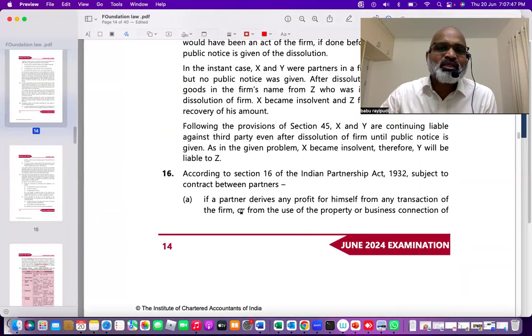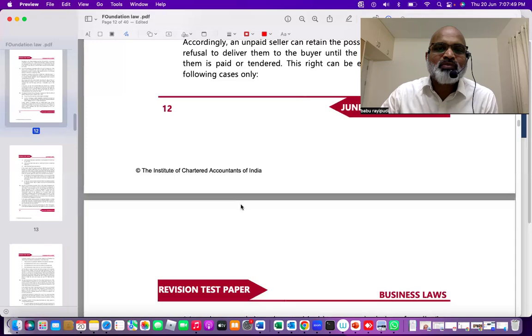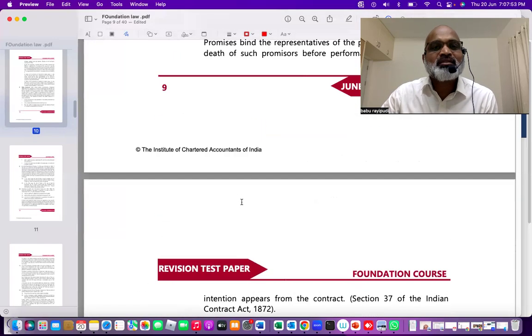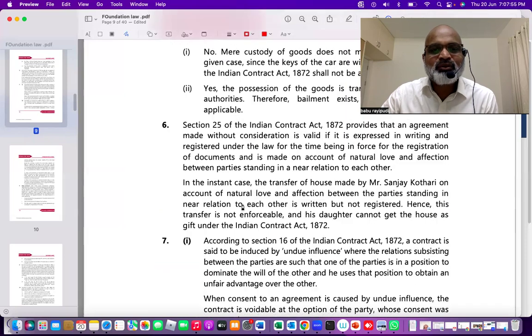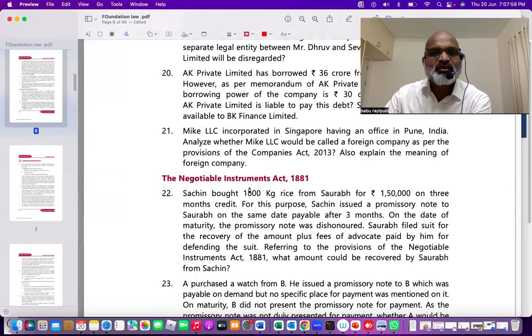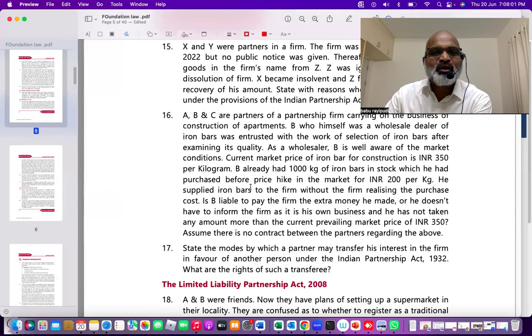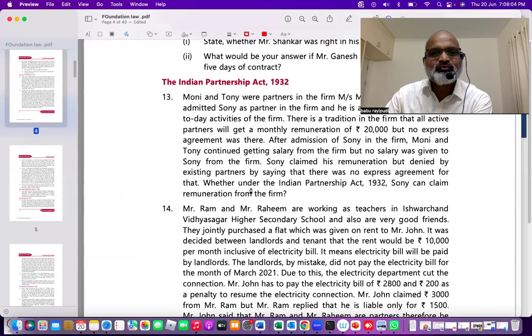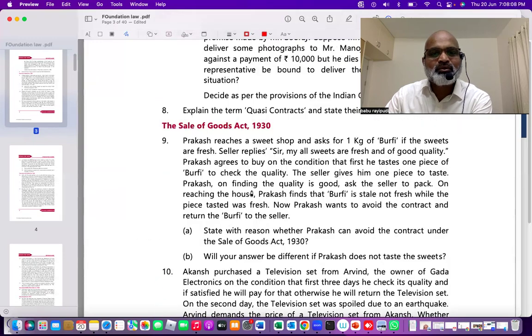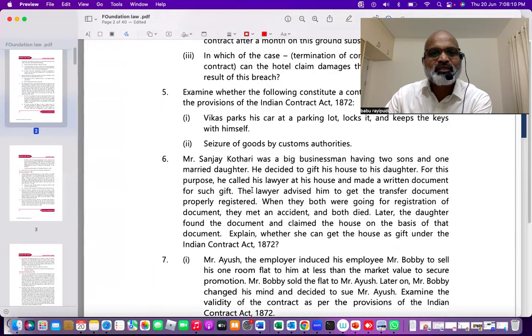Let us look at one more question. If you want, let me know, I will WhatsApp you this. Otherwise, it's there on the ICAI website, please download. Okay, one more question. A lot of questions will be like this in the Indian Partnership Act. Let's go to the Contract Act. One Contract Act question we'll see.